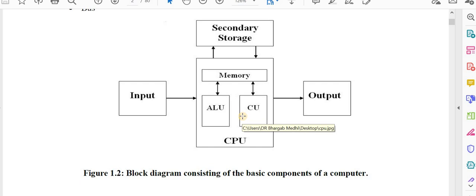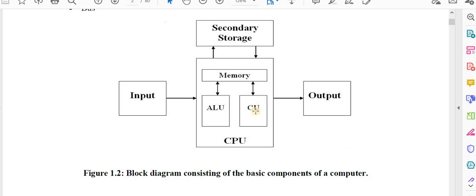The CPU is an electronic hardware device which can perform different types of operations such as arithmetic and logical operations. What are the arithmetic operations performed by CPU? For example, addition, multiplication, subtraction, division. These are the arithmetic operations. And some logical operations are logical AND, logical OR, or complement. These are called logical operations, which will be discussed in a later video.